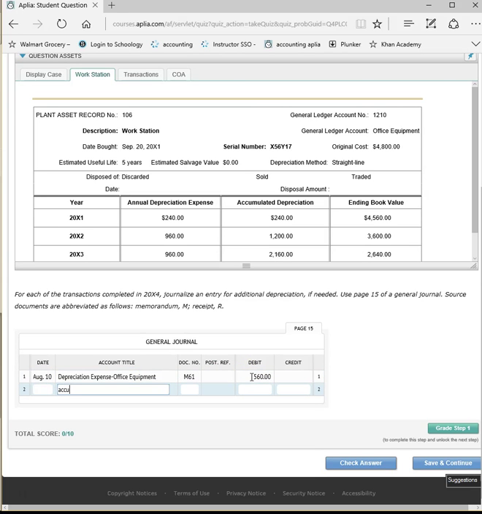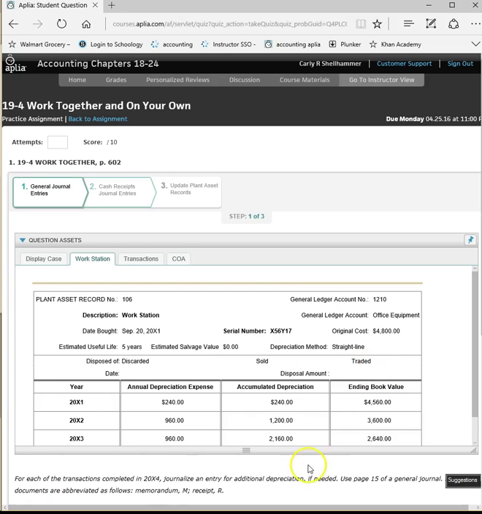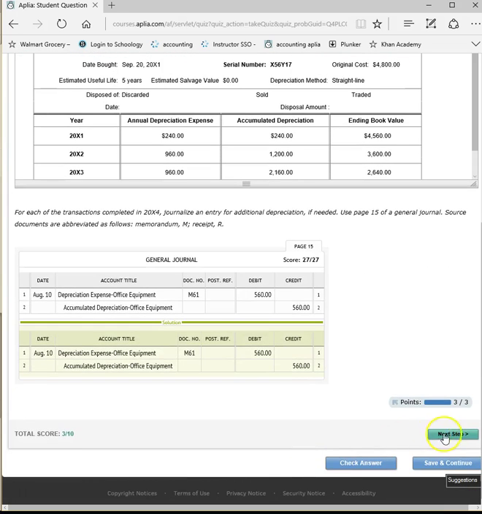And here we have accumulated depreciation, office equipment, 560. Let's do our next step. Okay, we're good here.